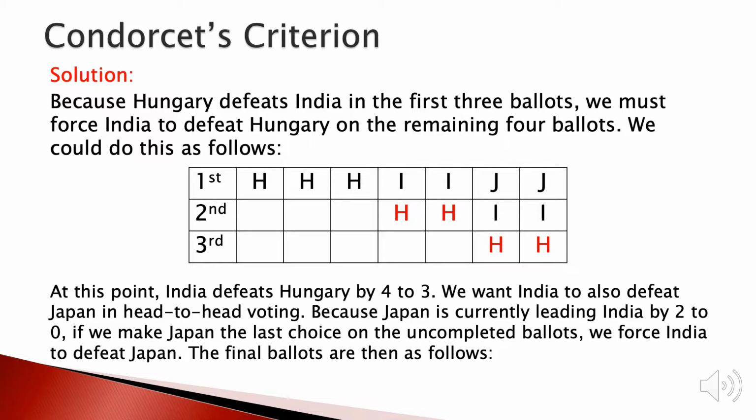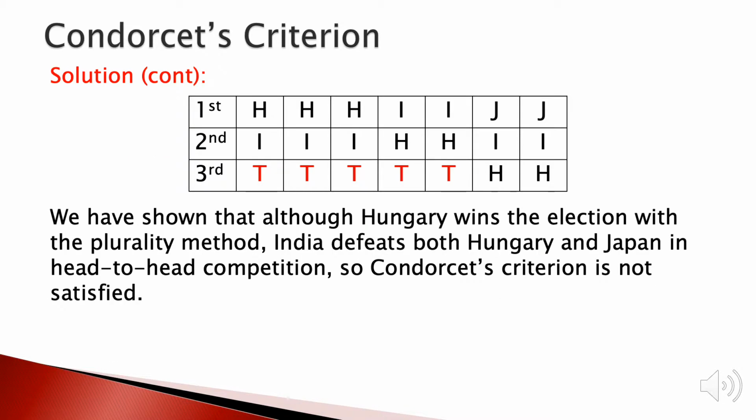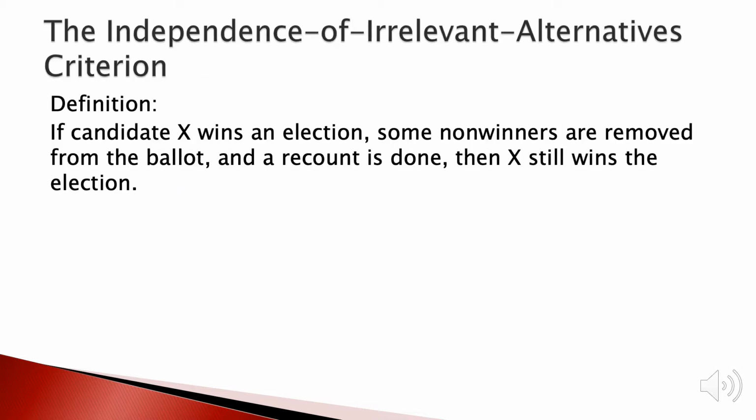Then we also want country I to defeat country J. But here J has already led I by 2-0. So we should fill the blanks in the last row by J and the remaining boxes by I. So the result should be this way. So this problem shows that even if H wins the election by the plurality method, it does not satisfy the Condorcet criterion. Then we introduce the independence of irrelevant alternatives criterion.